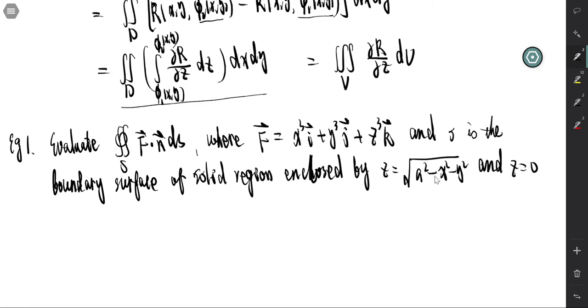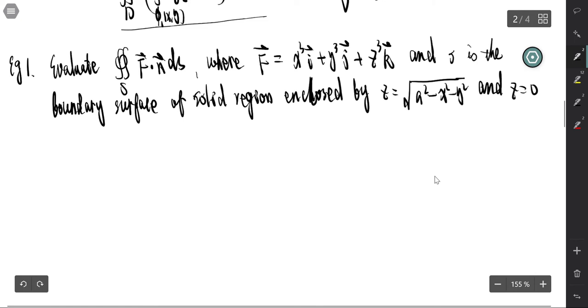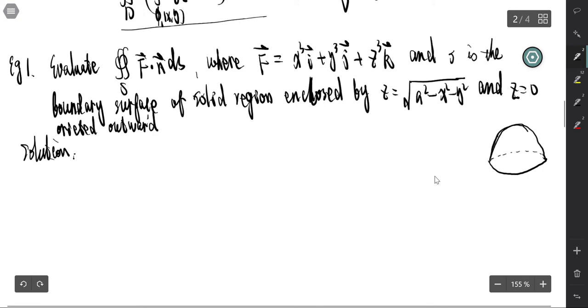That's actually the hemisphere together with the plane, the xy plane. So the solution: first we draw the graph, the upper half sphere, and the xy plane as z equals 0. And it should be oriented outward. We should always point out the direction or orientation of the surface. So the orientation for the hemisphere points upward, and for the plane points downward, because it's outward. So we can use the divergence theorem directly.